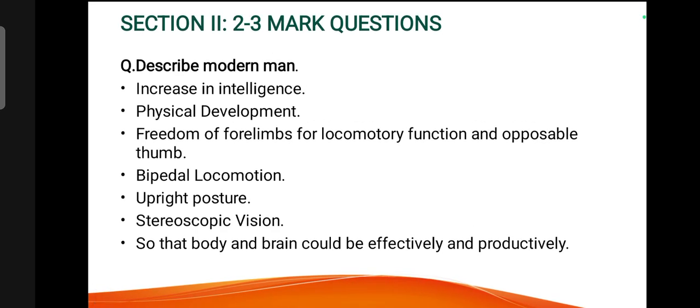Describe modern man. Increase in intelligence, physical development, freedom of forelimbs from locomotory function and opposable thumb, bipedal locomotion, upright posture, stereoscopic vision. The body and brain could be used effectively and productively.